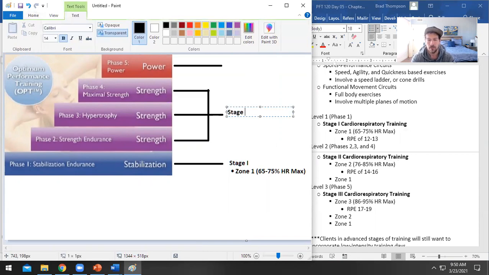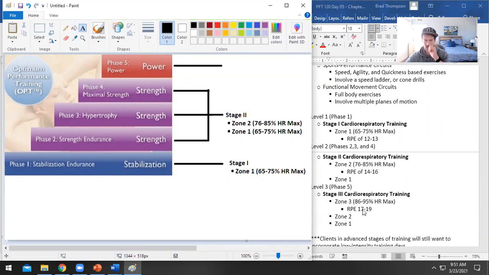You'd say stage two, and that's going to consist of zone two, which is 76 to 85% heart rate max, and zone one for recovery, which is that classic 65 to 75% heart rate max. So this is implementing both of those instead. And that's our introduction to interval training. This is where we start using intervals as a method. And that's great. Intervals are incredible. We'll show you what that looks like here in just a second.